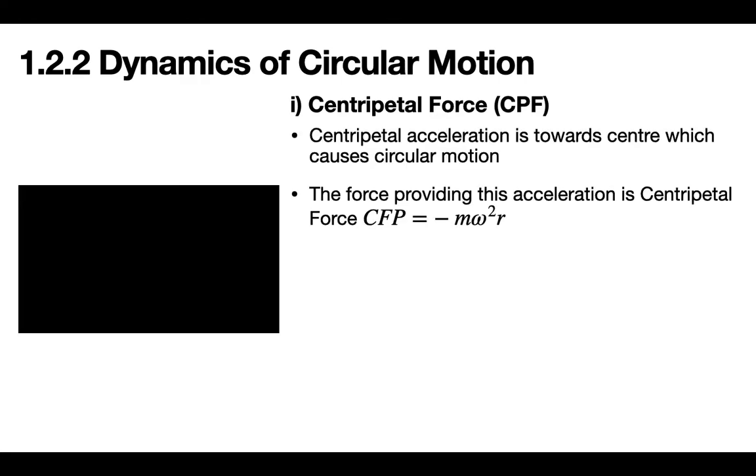Let's understand what the centripetal force is. Centripetal acceleration is towards the center, which causes circular motion because every time it is like pulling inward and trying to keep the circular track. So that's the centripetal force. The force providing this acceleration is the centripetal force, which is equal to m omega square r. Omega square r is the acceleration that we saw in the last slide, and force is acceleration multiplied by mass, so we get the centripetal force.